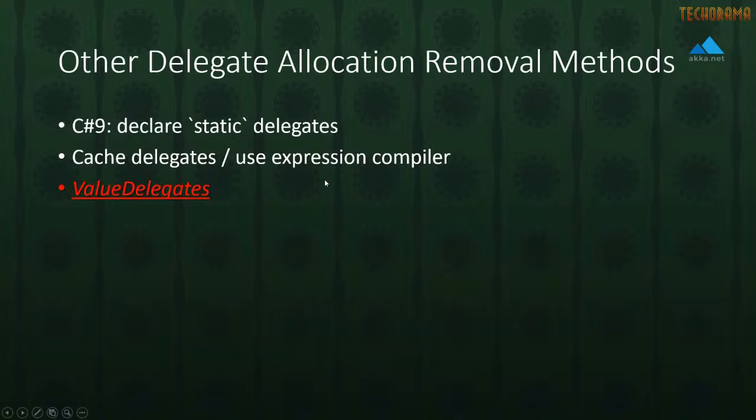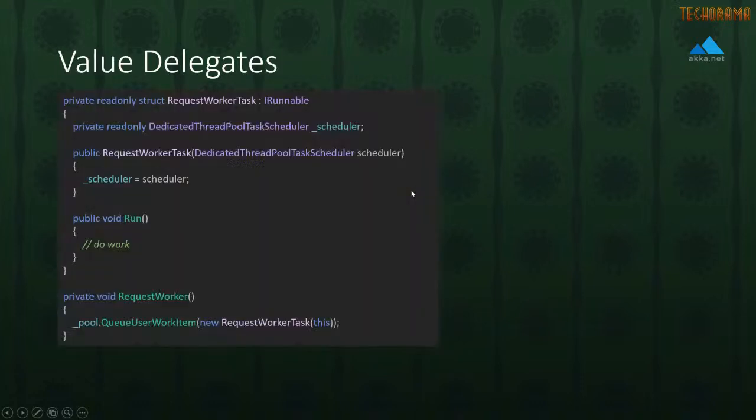The other technique we can use to eliminate delegates is to simply cache our delegates or use the expression compiler. We do this in several areas on the internals of Akka.NET, in places where we can't inline and we can't use static delegates yet because we're targeting .NET Standard 2.0 inside Akka.NET 1.4. The other technique we can use that's very fun is what's called a value delegate, which I'm going to show you next.